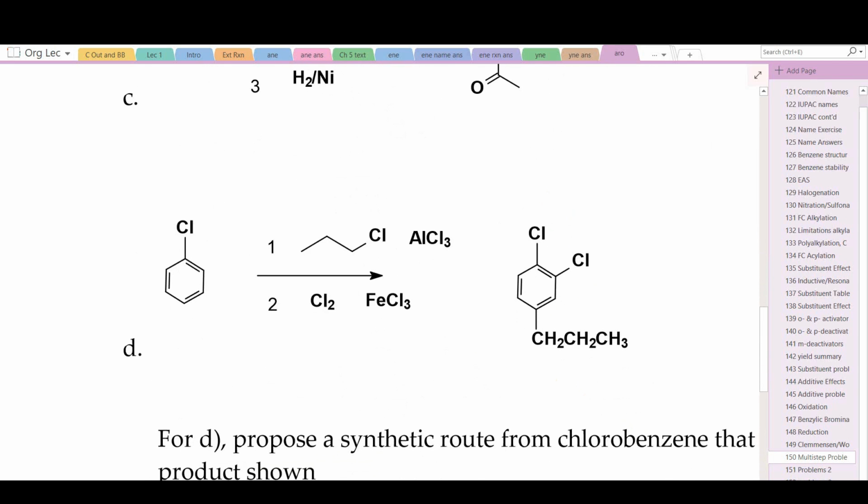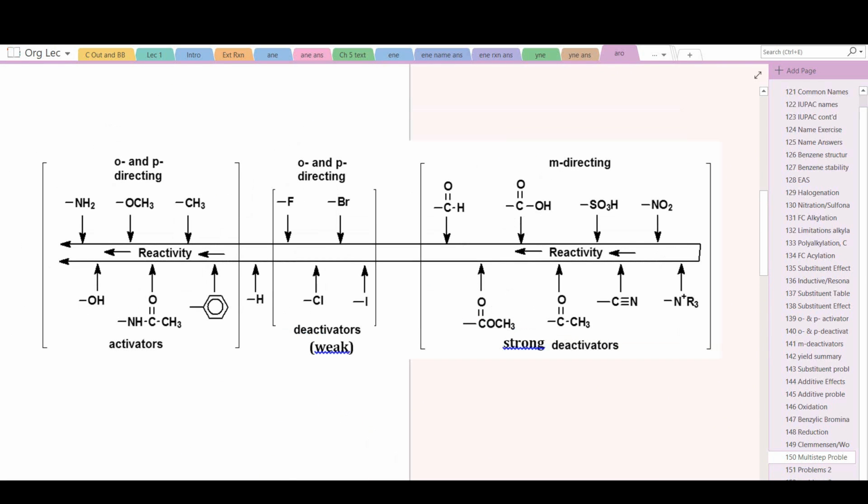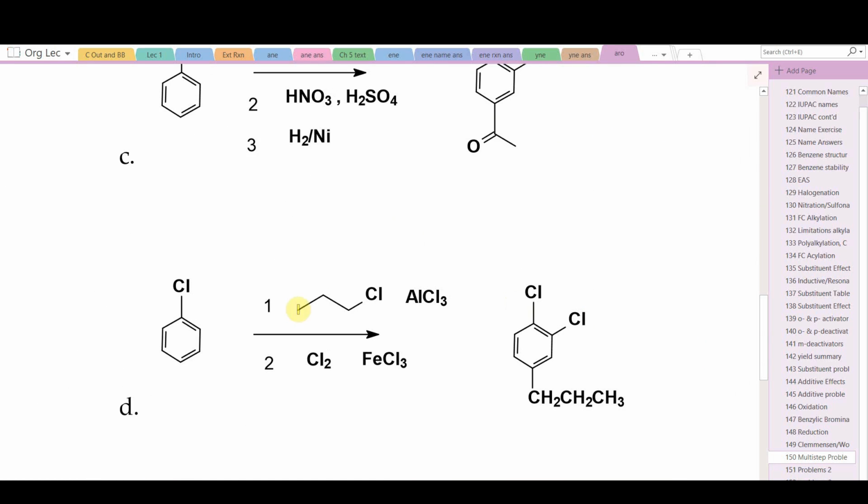All right, try the fourth one here. We start with chlorobenzene. Chlorine is an ortho-para director, and it's a weak deactivator. We want to add n-propyl chloride with a Friedel-Crafts alkylation reaction. In fact, chlorine is ortho-para directing, so this looks like a good site for it. There's our propyl group. The next step is to chlorinate, and again, chlorine is ortho-para directing, so chlorination can occur here. Okay, what's wrong with this thinking?